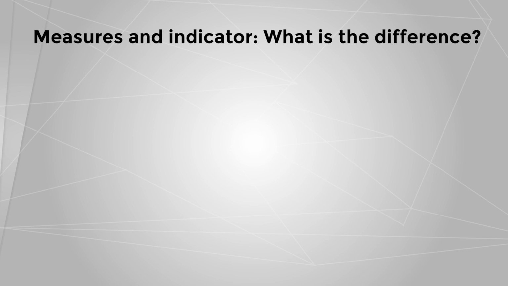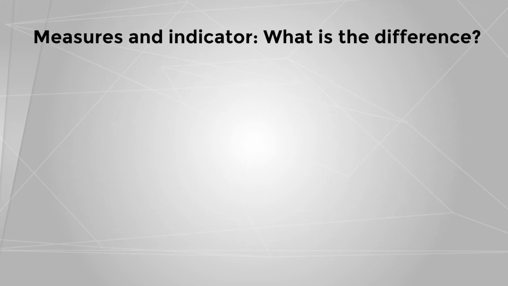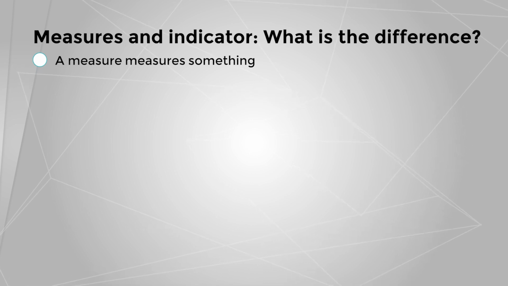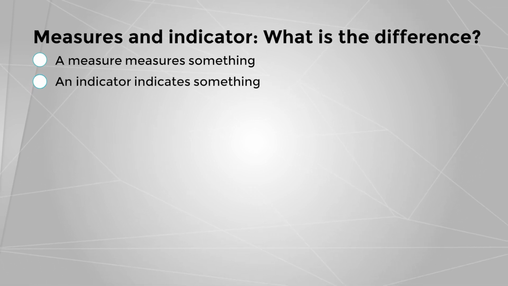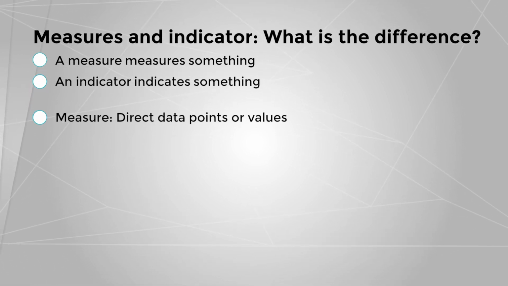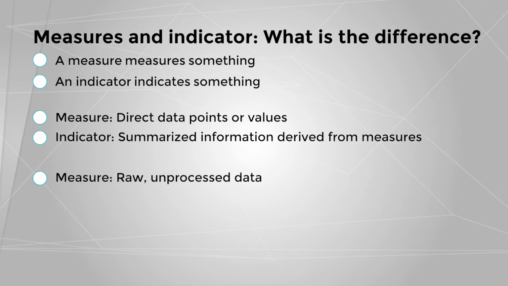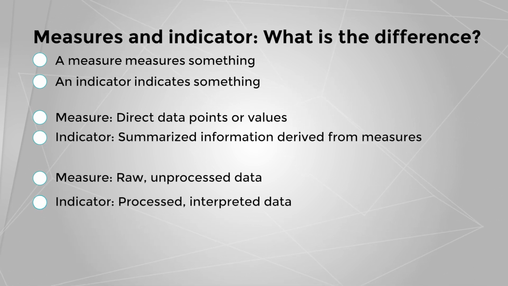Measures and indicators are quite different from each other, even though used interchangeably at times. A measure measures something, and an indicator indicates something. While measures use direct data points or values, an indicator is the summarized information derived from measures. In that sense, measures are raw and unprocessed data, while an indicator is processed and interpretable data.